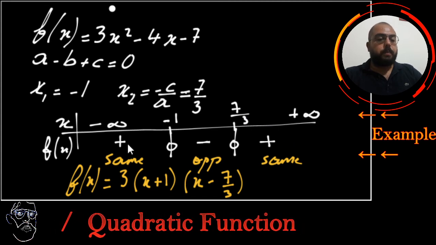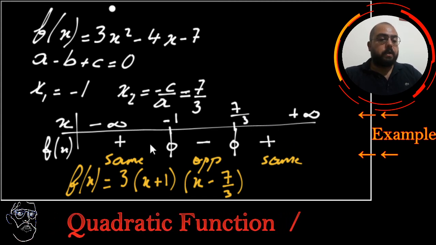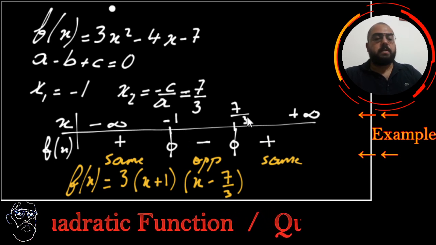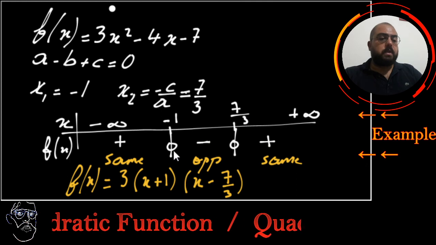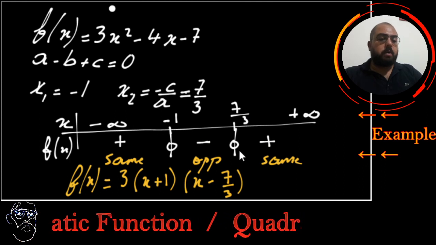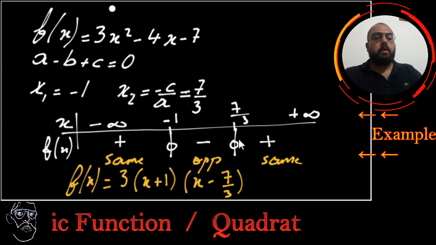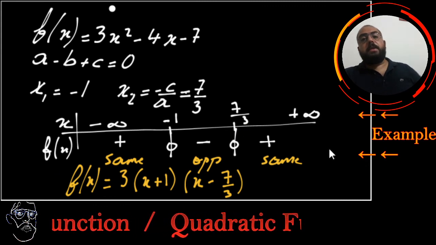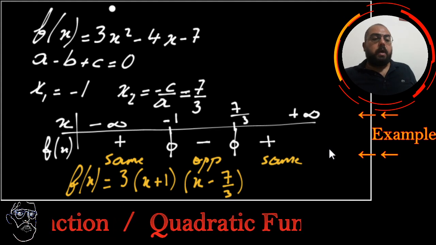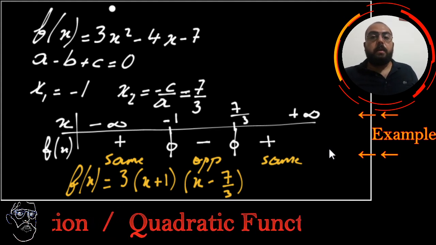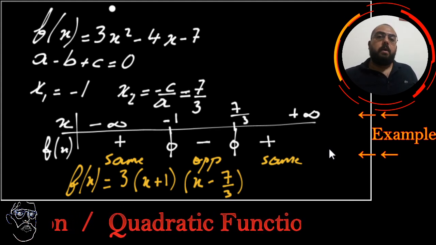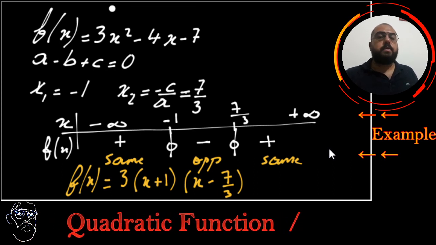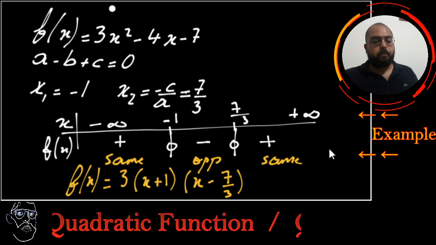In these two parts it's positive, while the function is negative for any value of x between minus 1 and 7 over 3. And the function is equal to 0 for x equal to minus 1, and the function is equal to 0 for x equal to 7 over 3. So this is the table which will summarize the sign of the function, and of course this is the table that I'm using for delta positive. Delta is negative, it's the same sign as a. Delta is equal to 0, again it's the same sign as a.